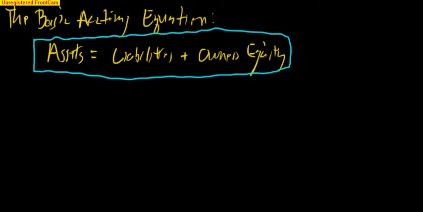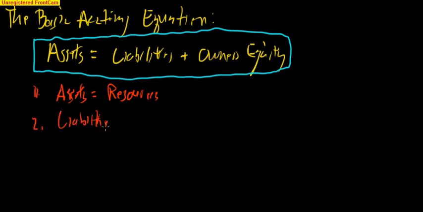Now, what are assets? Assets are resources that a company owns or controls. Liabilities are claims against those resources by creditors.